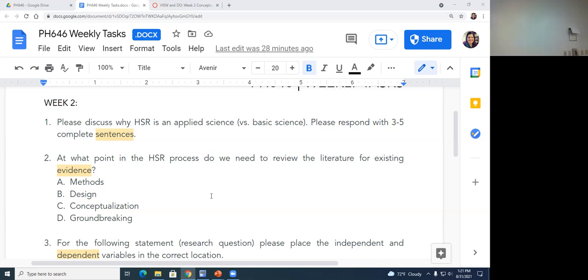So who wants to tell me what they put for what HSR is versus basic science? First of all, who can tell me what basic science is? Does anybody want to? Go ahead.